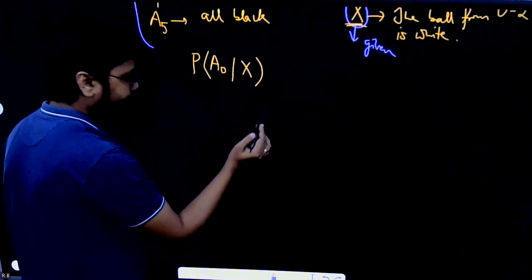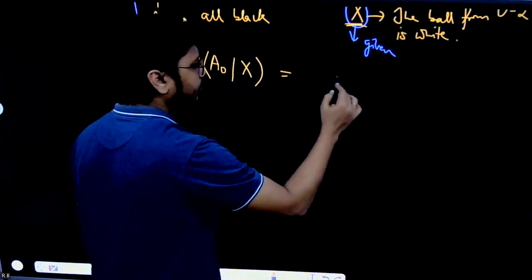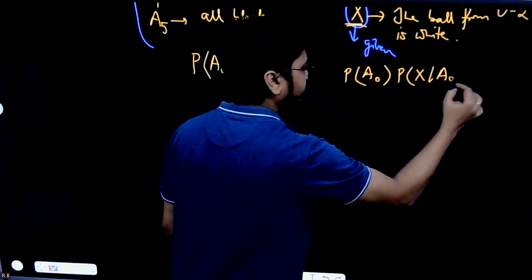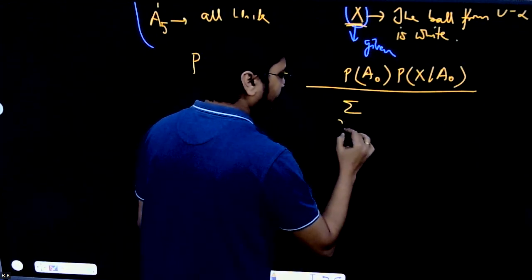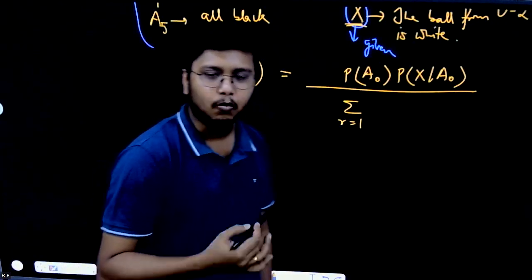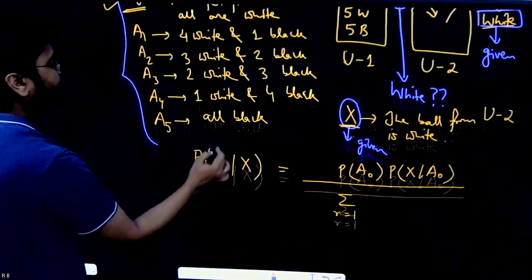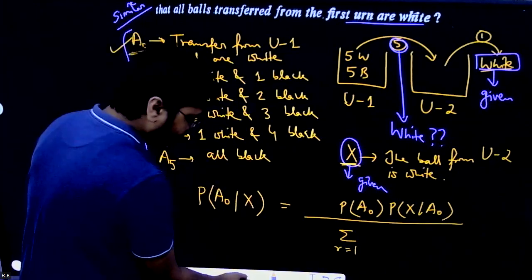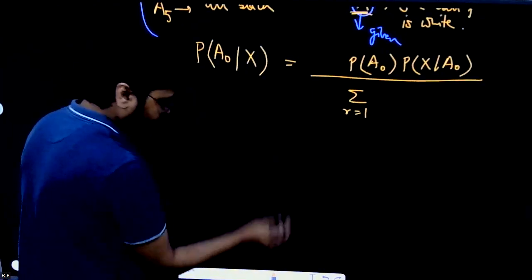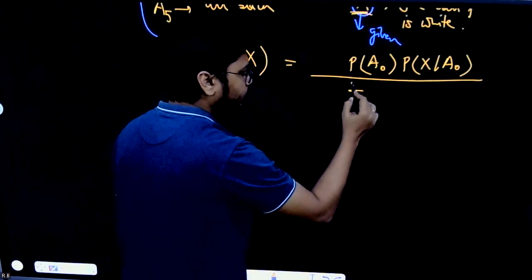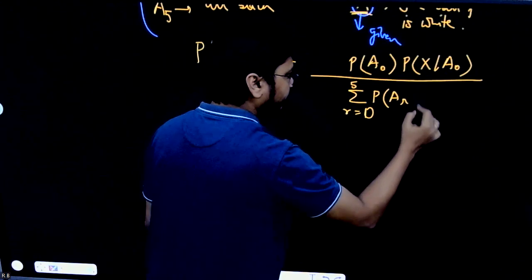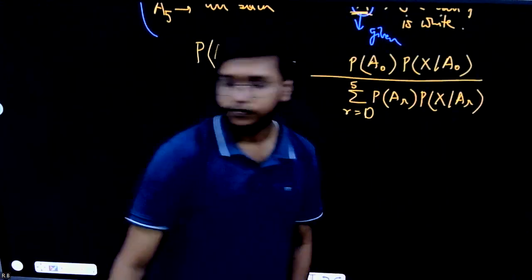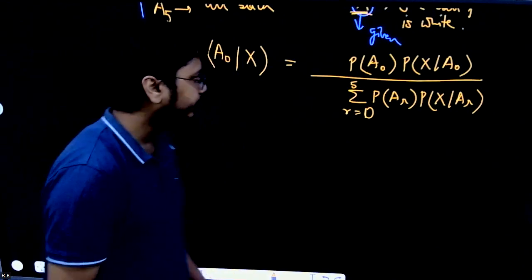Just by the formula that I gave you, Bayes' theorem would be: probability of A0 into probability of X given A0, whole divided by the summation over R of P of AR into P of X given AR. I shouldn't take R from 1, because my enumeration starts from A0. So the index starts from 0 and goes up to 5, so I should write it from R equals 0 to R equals 5.